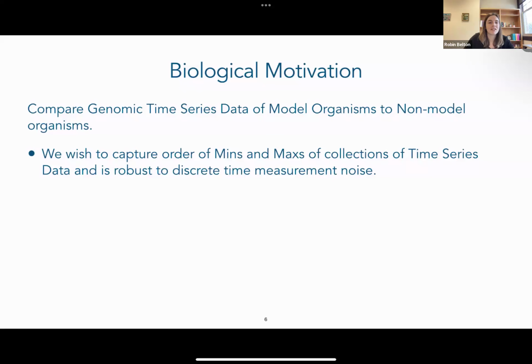So going back to our question, we want to compare genomic time series data of model organisms to non-model organisms. And we're going to do this by trying to capture the order of the mins and maxes in the collections of time series. And we want to do so in a way that is robust to time measurement noise, since our data is going to be noisy.